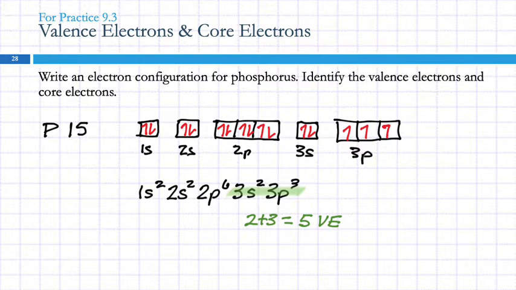Now, what are the core electrons? Everything else. So all of these. You could identify the number of them by adding these numbers up, or you could just take 15 and subtract the 5 valence electrons and say, well, there's 10 core electrons. That's supposed to be dark yellow. Any questions?